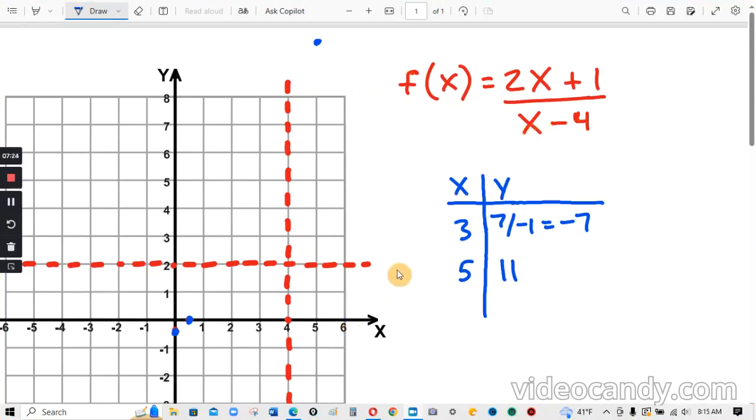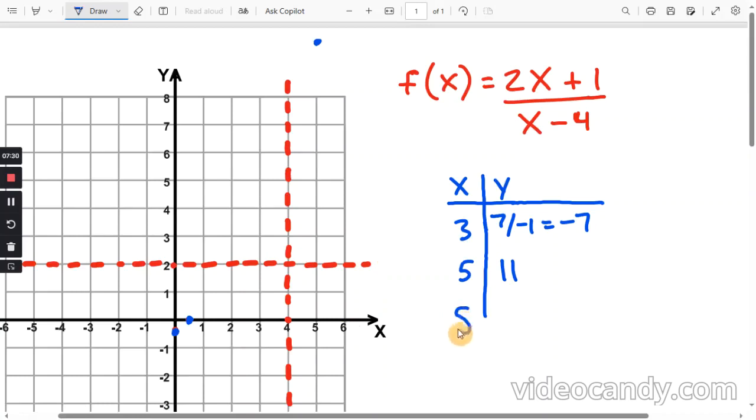Let's try to do x equals 8. Okay, let's see what happens there. If x equals 8, it's off the graph a little bit. We'd have 16 plus 1, that's 17, divided by 8 minus 4, which is 4. So 17 fourths, that is the same as 4 1/4.